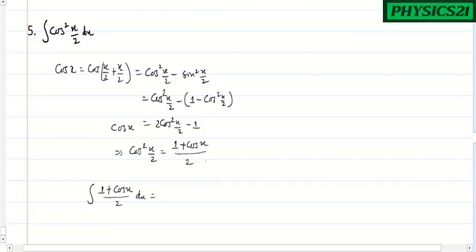Now integrated will be 1 by 2 integration of dx plus 1 by 2 integration of cos x. It's so simple to integrate now. It will be x by 2 plus the integral coefficient of cos x will be sin x, and sin x divided by 2 plus c. Constant of integration will be there because this is indefinite integration.